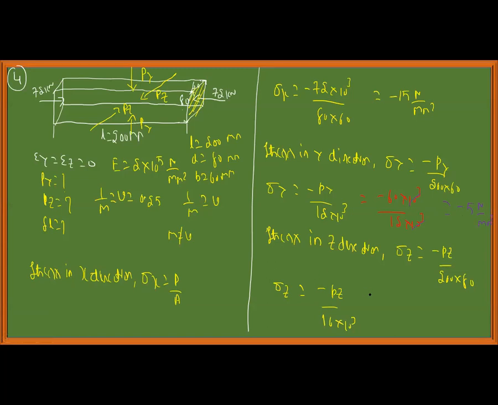Okay. Sigma z is 80 kilonewton, minus 80 into 10 power 3 by 16 into 10 power 3. This is equal to minus 5 newton per mm square. The local author has done it in a different way. You will write sigma y is equal to sigma z and you will get the same minus 5 MPa. After getting this, we can directly go. We got sigma y, sigma z. Okay, we substitute in epsilon x.